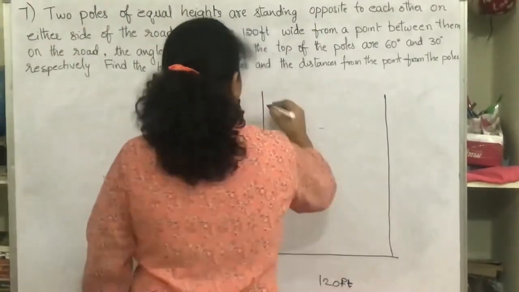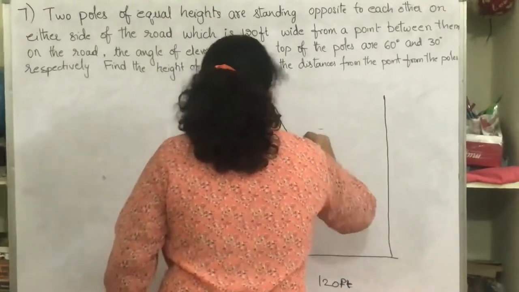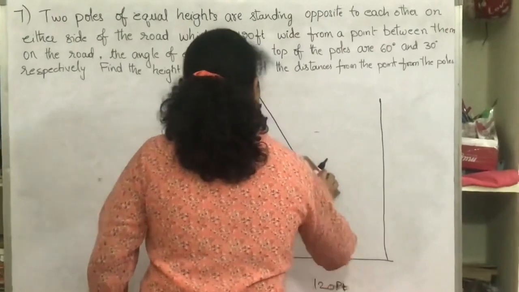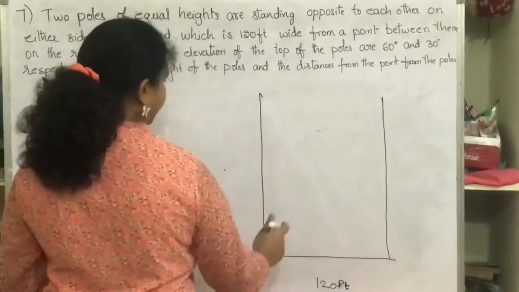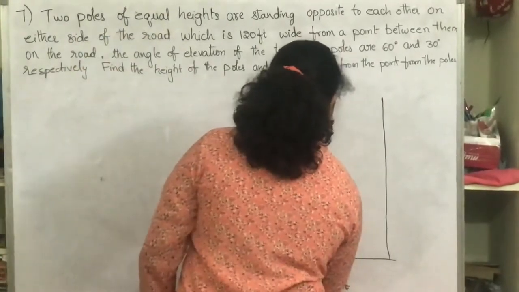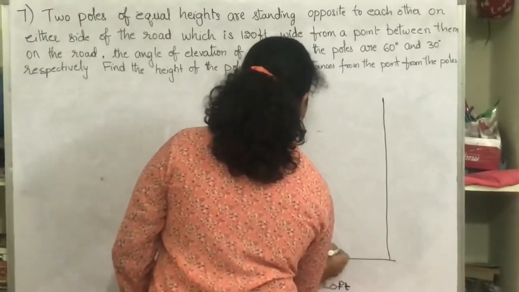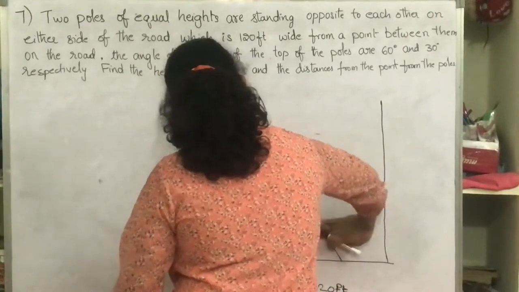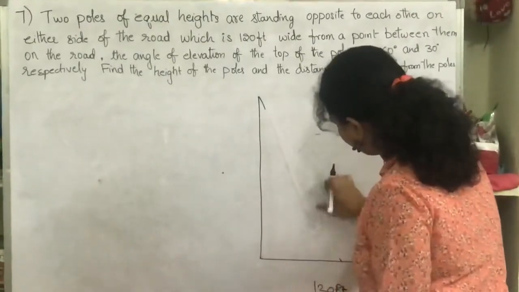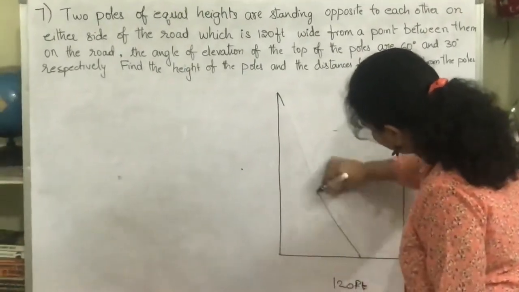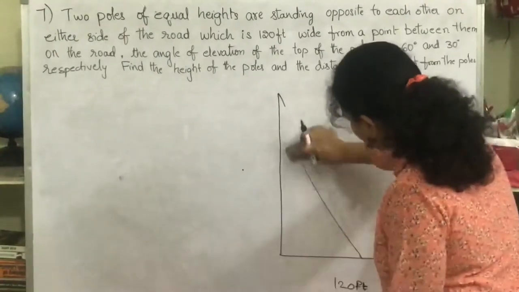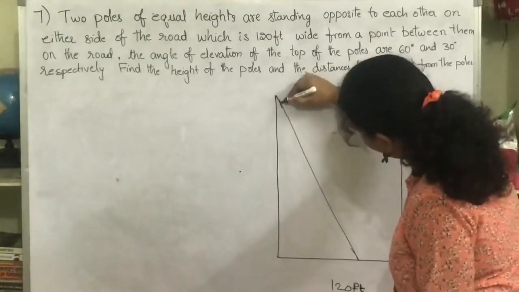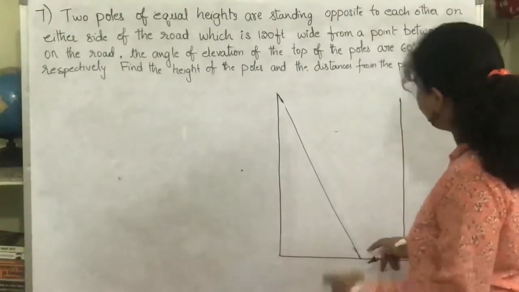Thus we can draw like this. They have given from the top of the poles, so let's start from here. Let's try to connect this to here. This makes the angle of elevation. Here you have the angle of elevation.